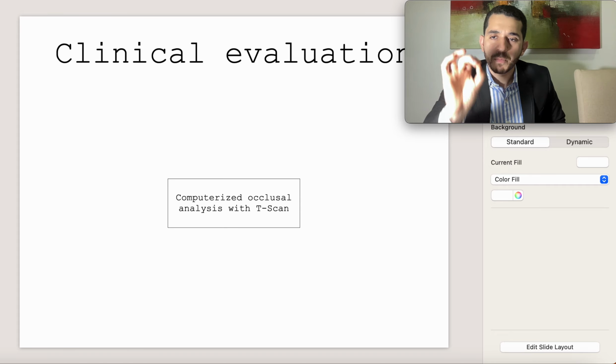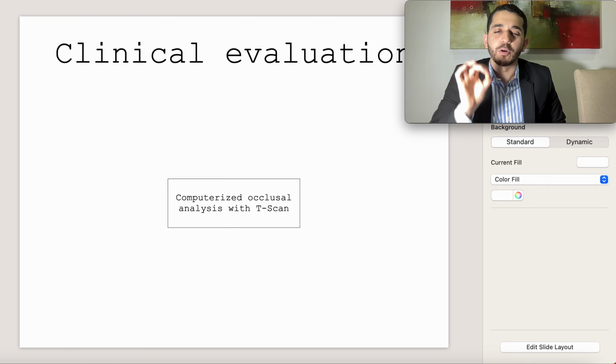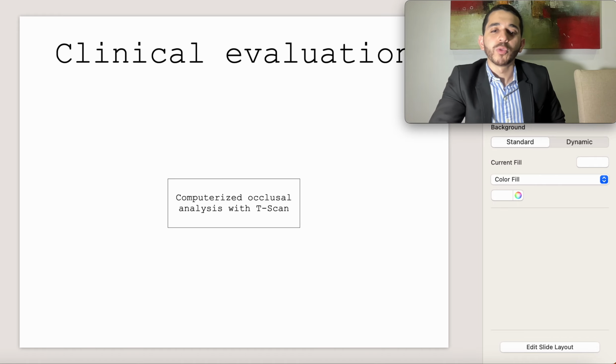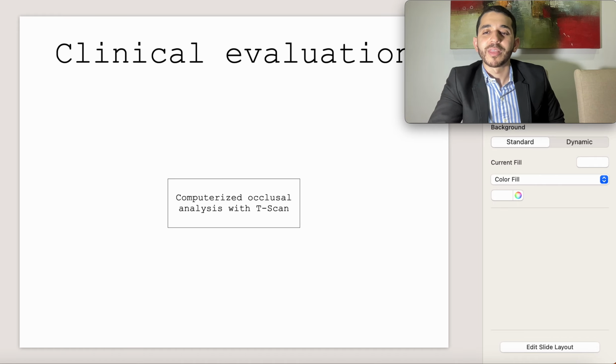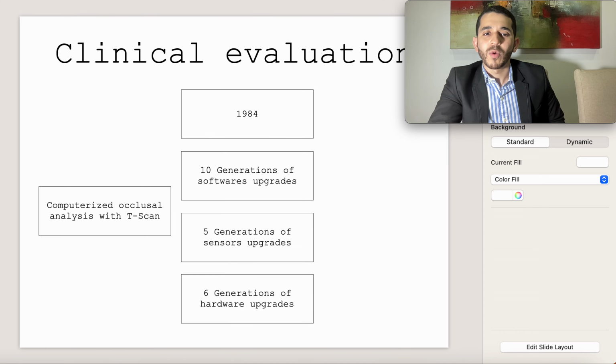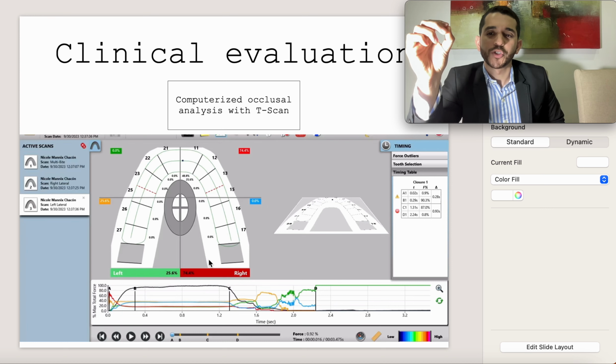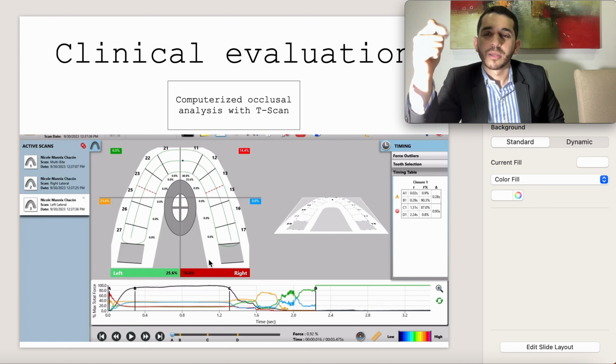This is the most important part of the complete examination process, one of the most important parts. We're going to do the computerized occlusal analysis with the T-scan. So why is the T-scan so important? Okay, because with the T-scan, we will measure the occlusion time, the disocclusion time, the force, and the intensity of the contacts of this patient.